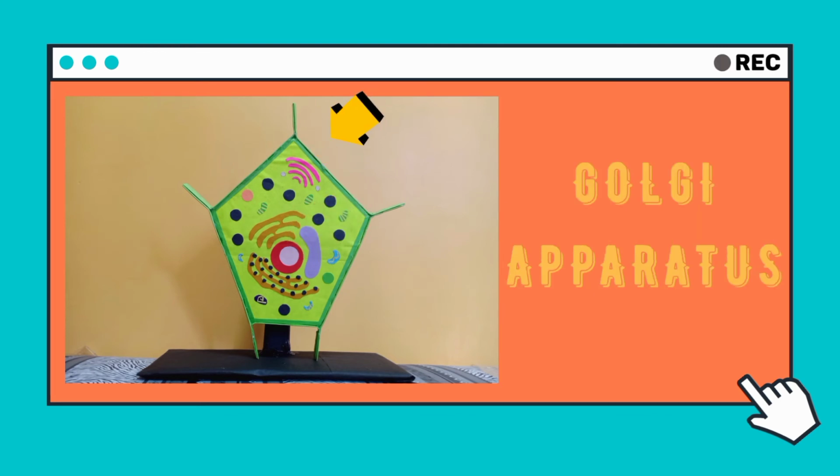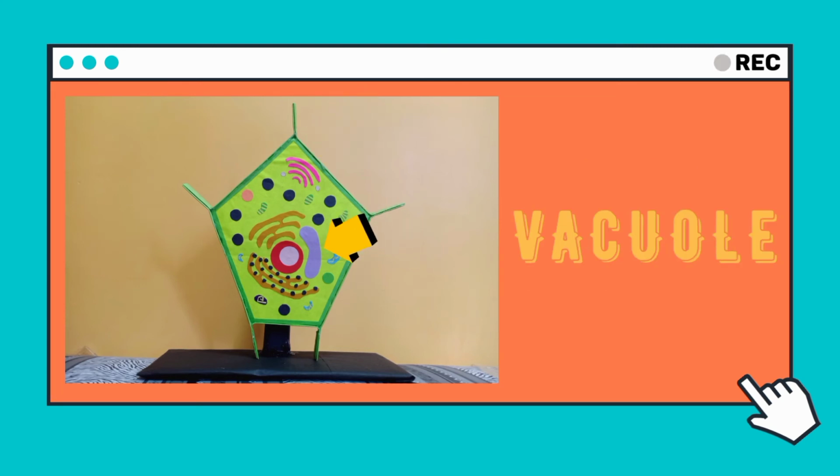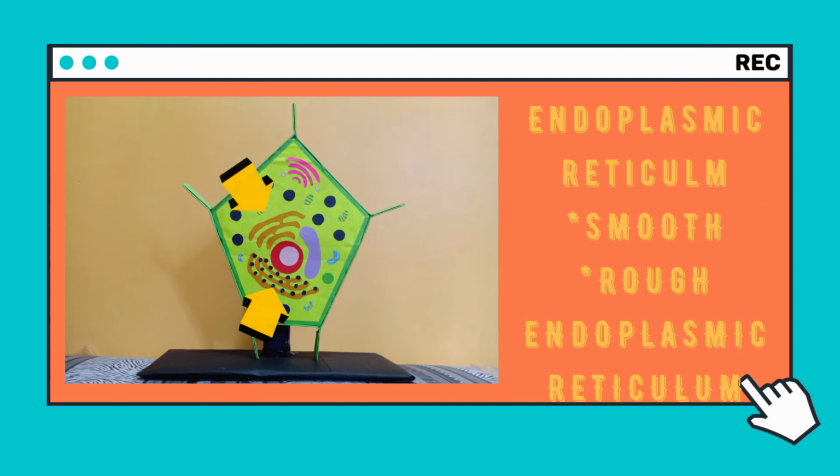Golgi apparatus. The Golgi apparatus is responsible for packaging proteins into vesicles prior to secretion and therefore plays a key role in the secretory pathway. Vacuole. Vacuoles are membrane-bound cell organelles present in the cytoplasm and filled with a watery fluid containing various substances. It also helps in the storage and disposal of various substances.